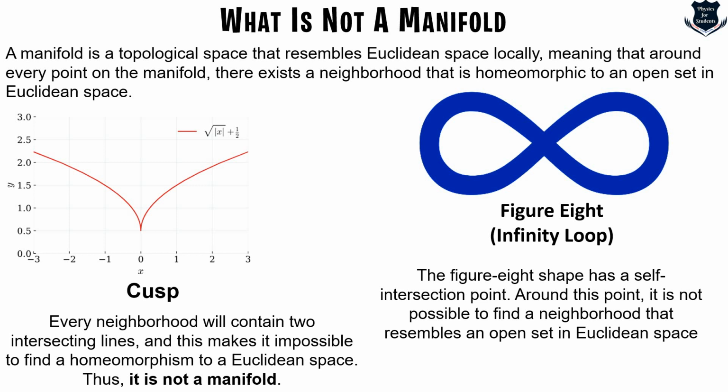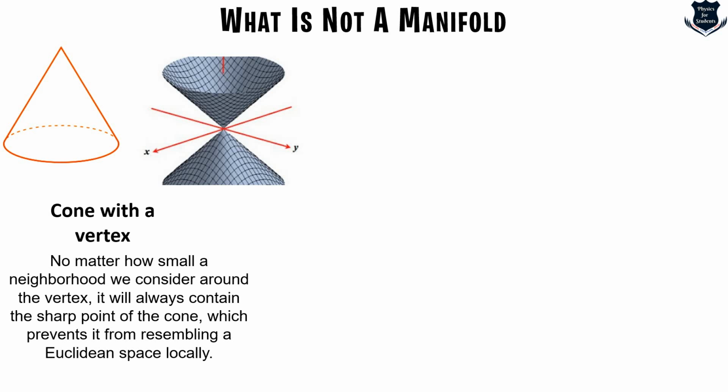This part of the video is just to give you an understanding of why it is not a manifold and what it is that is not a manifold. You see here a cone with a vertex. A cone with a vertex is not a manifold at the vertex. No matter how small we make a neighborhood, when we consider the vertex, it will always contain the sharp point of the cone, which prevents it from resembling a Euclidean space locally.